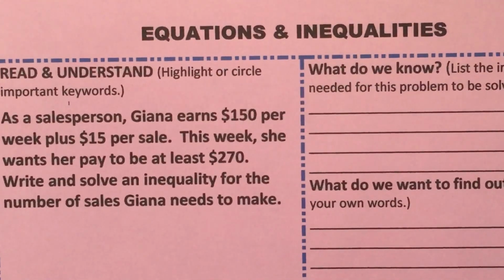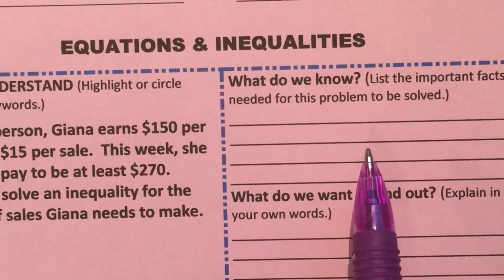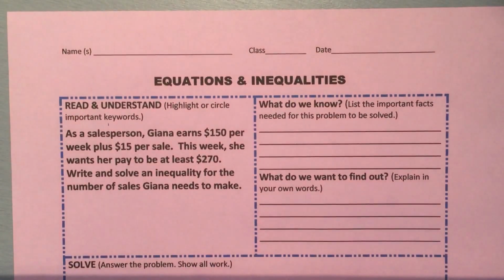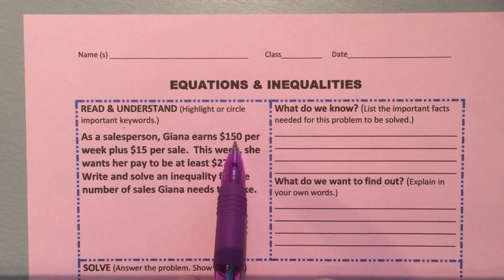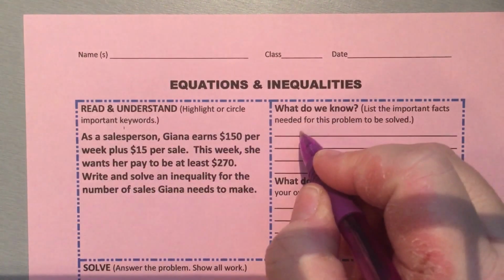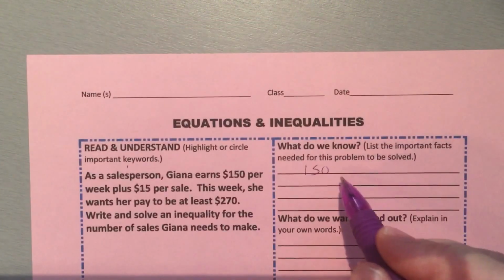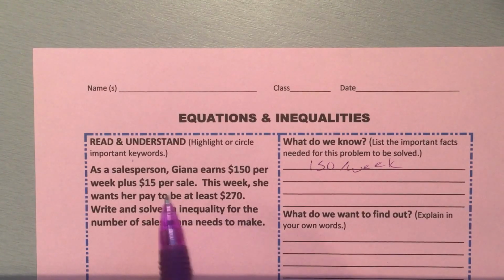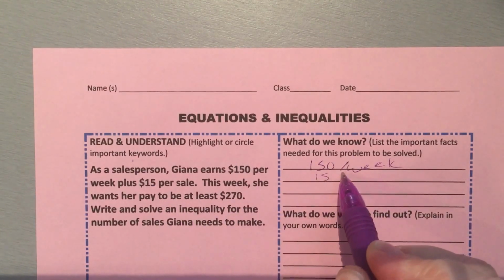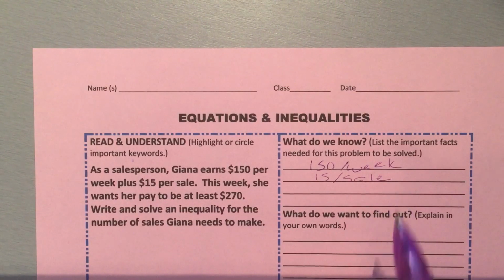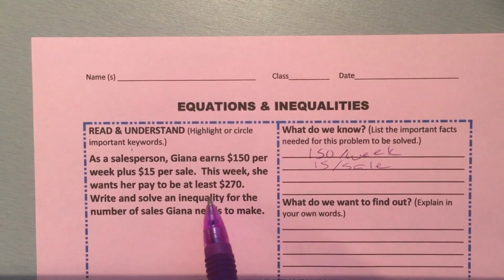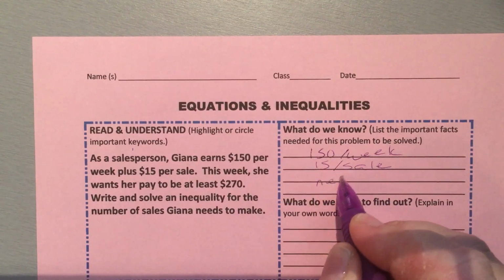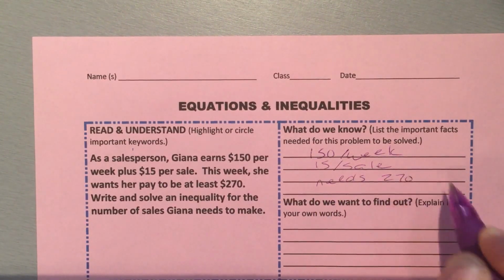So first we need to decide, what do we already know? Take a look at your problem again. We know that Gianna earns $150 per week. We know that she makes $15 per sale. This week she wants her pay to be at least $270. She needs $270.